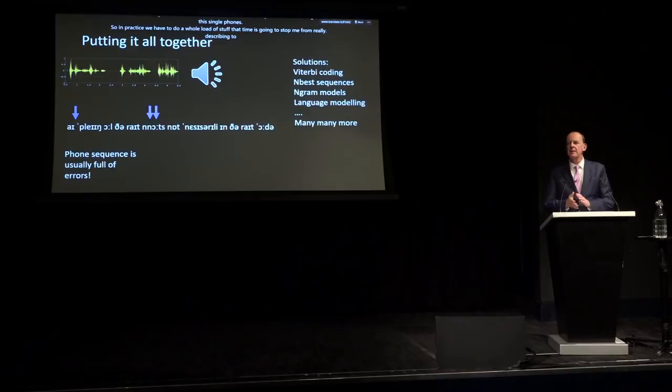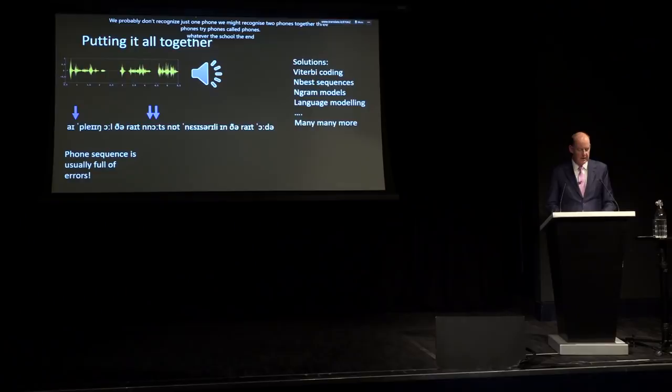Let me pick two really important ones. The first one is we probably don't recognize just one phone. We might recognize two phones together, three phones, triphones, quad phones, whatever. That's called the n-gram system. That tends to improve things a little bit. There is a problem, which is co-articulation, which is the running together of sequences, which can be quite problematic. But you know, fair enough.